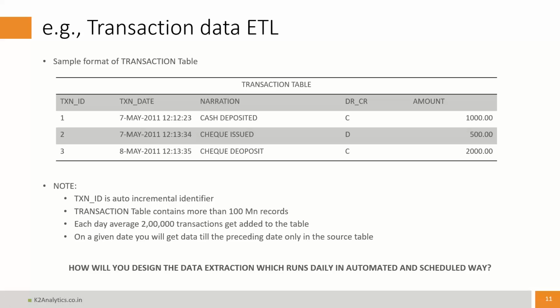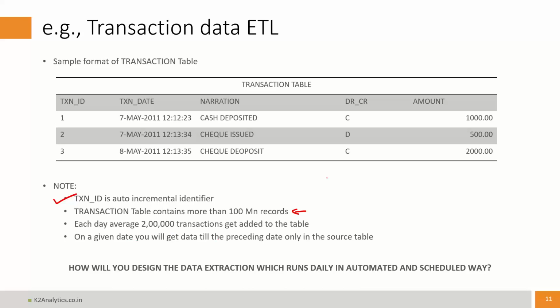So let me just explain the ETL with respect to a transaction table. A typical transaction table will have many columns. I've just shown a few columns from a transaction table: transaction ID, date, narration, debit, credit, amount, and so forth. And transaction ID is an auto incremental identifier, primary key. And the table may have 10 million, 100 million, a huge number of records. And every day some 200,000 incremental transactions get added, right?